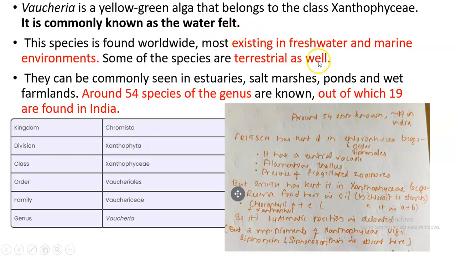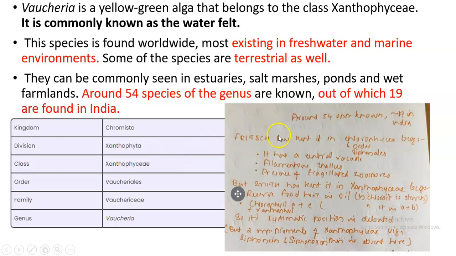It is having multiple habitats. Then around 54 species of this particular genus is known worldwide, out of which only around 19 species are found in India. So this is the systematic position, as we already discussed. In every algal genus description, we have to write the systematic position. But in the case of Vaucheria, there is a dispute about the systematic position.